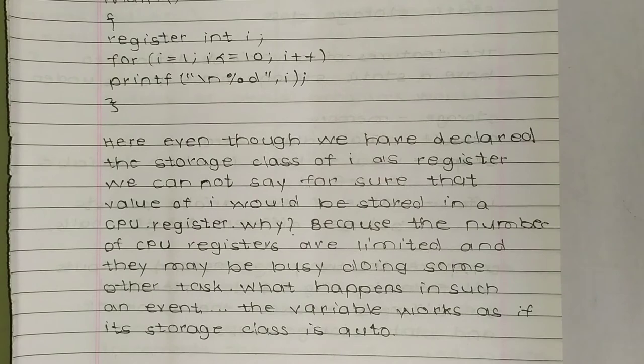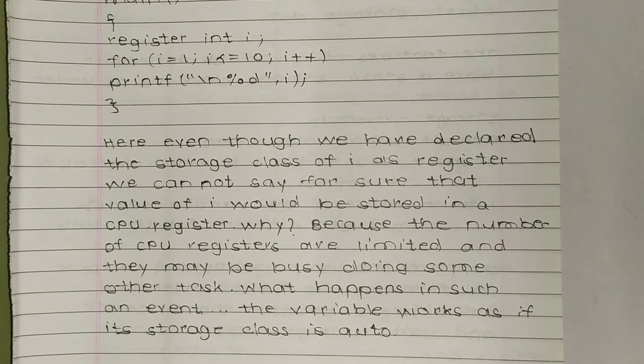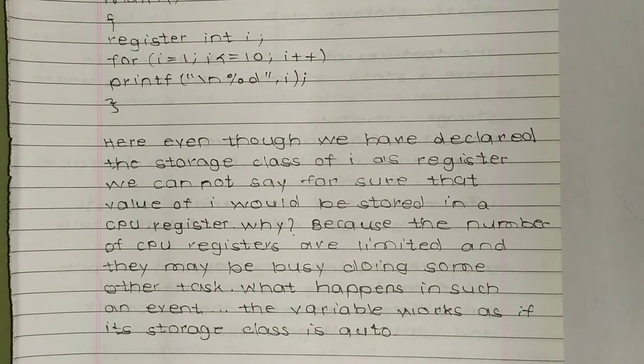we cannot say for sure that the value of i would be stored in a CPU register. We have declared it as register, but we are not sure that it will actually be stored in a CPU register. But why? Because the number of CPU registers is limited, and they may be busy doing some other task. What happens in such an event? The variable works as if its storage class is auto.